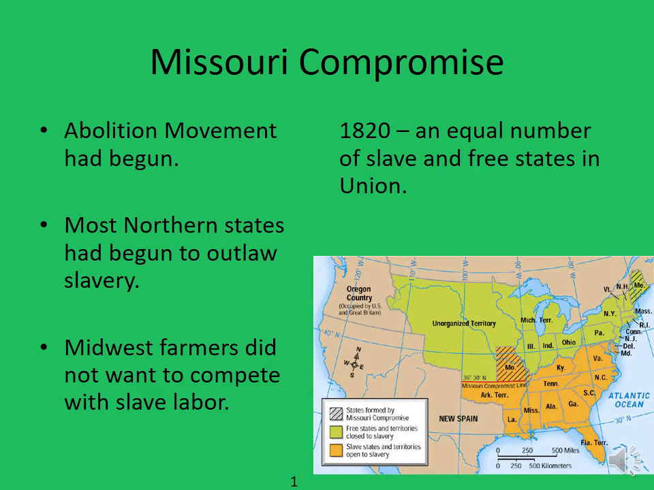Why did they want to have a balance? Well, in Congress, you have representatives in the Senate and the House of Representatives, and neither side, the free states nor the slave states, wanted their opposite side to have the upper hand on them in Congress, so they wanted to make sure that it was balanced.